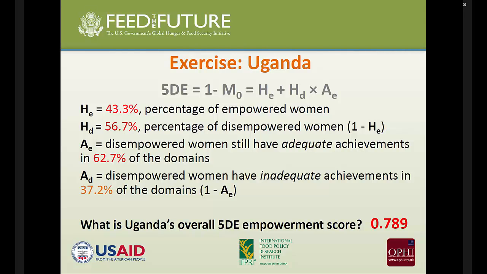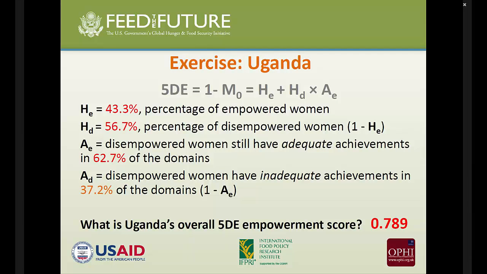Right? So, okay, exercise. What is the 5DE for women? So using the formula, you know what is M0? H times A, right? But remember the M0 is in the negative, in the deprived. Head count times A for the deprived. So it's either 1 minus the HD and AD, or it's this formula where you have HE, the percentage of empowered women, plus the percentage of disempowered women, HD, times their average proportion of domains where they have inadequate achievements.